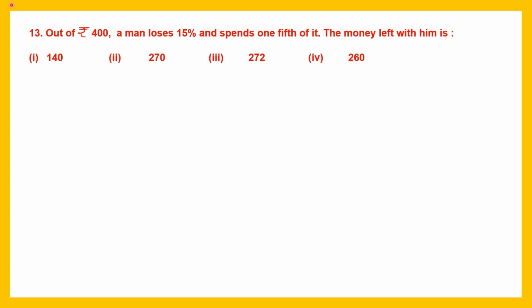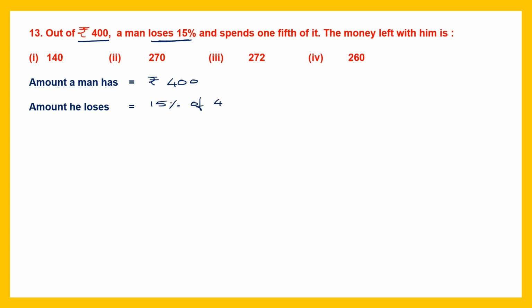Question 13. Out of 400 rupees, a man loses 15% of it and he spends 1/5 of it. The money left with him is how much? We have to find out. Okay, so the amount a man has is given to us. He has 400 rupees. So this is the original amount. He's got 400 rupees with him. From that, he loses 15%. Okay, amount he loses is 15% of 400 rupees. So that's how much? Let's find out.